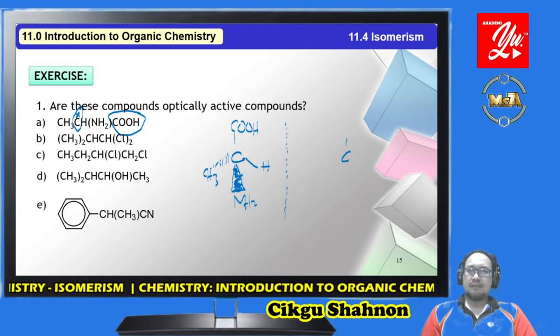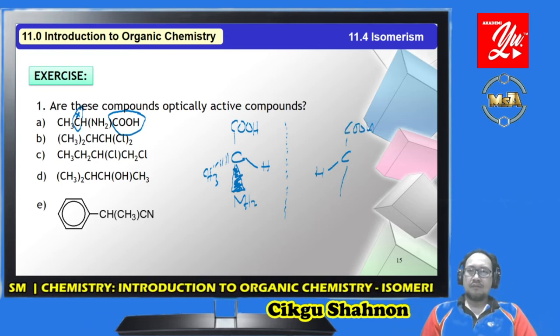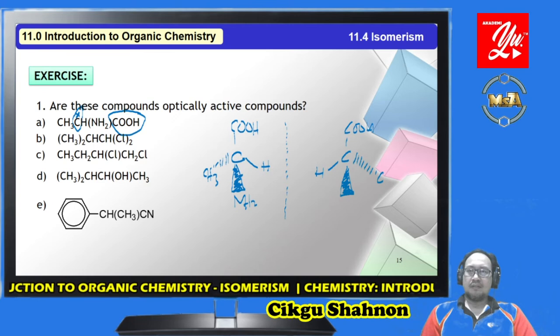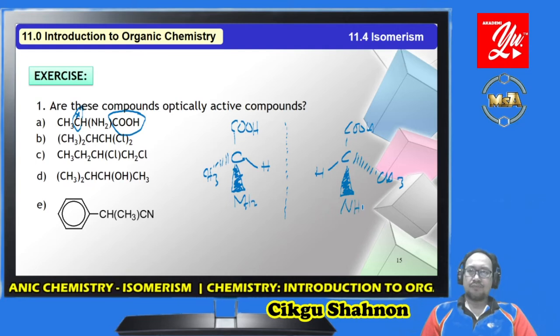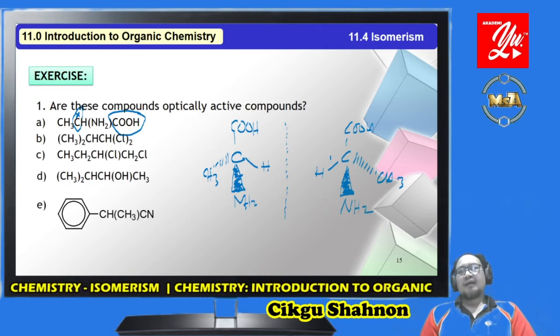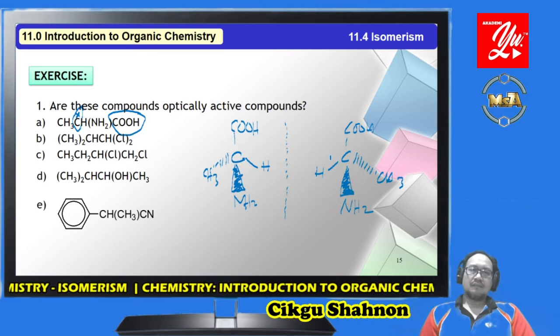Look here. This one is H. This one is COH. The bold one here, we call it wedge, and this one is dash. The dash is CH3, and the bold here is NH2. Okay, this is a pair of enantiomers.